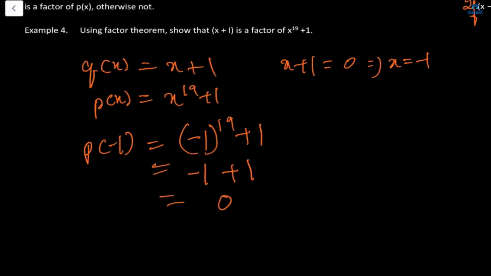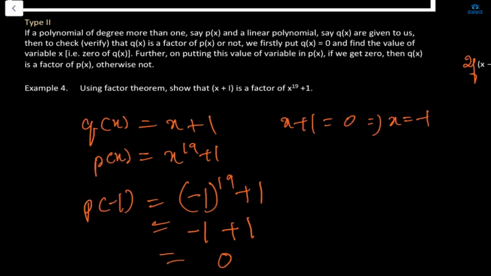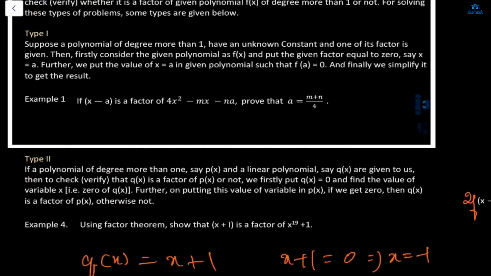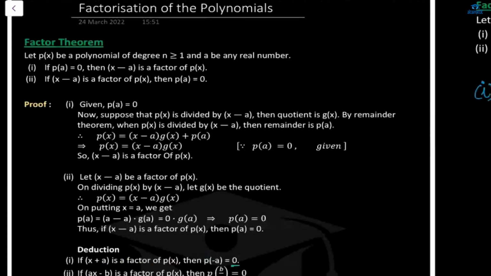Okay, understood? So this was all about your factor theorem and the types of questions that you will get in it. There are two categories of questions you will be getting in the factor theorem, which I have discussed here, based on the two points of the theorem. One: if p(a) is equal to 0, then x minus a is a factor of p(x). And the other: if x minus a is a factor of p(x), then p(a) will be equal to 0. Okay, so just go through this factor theorem.